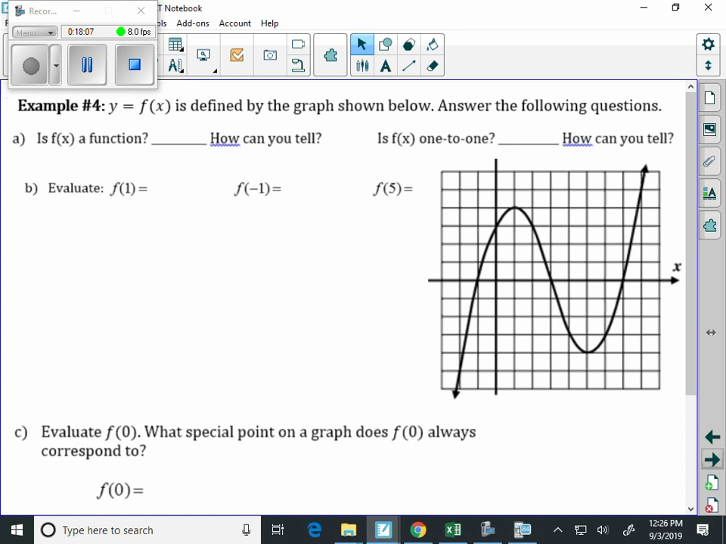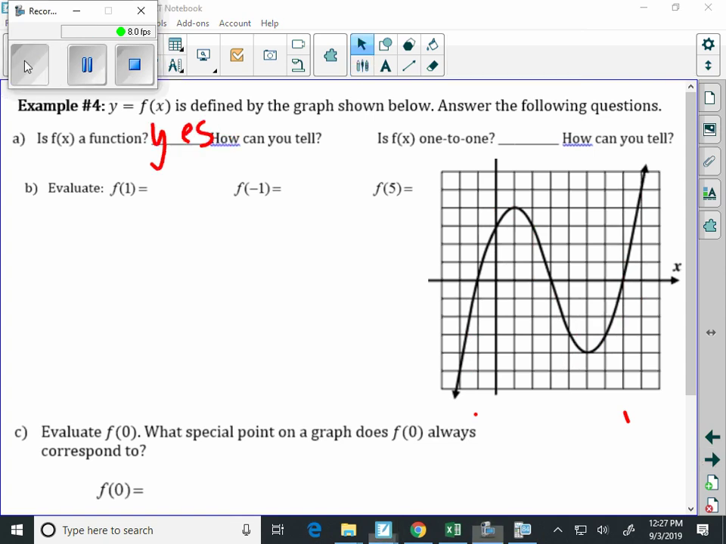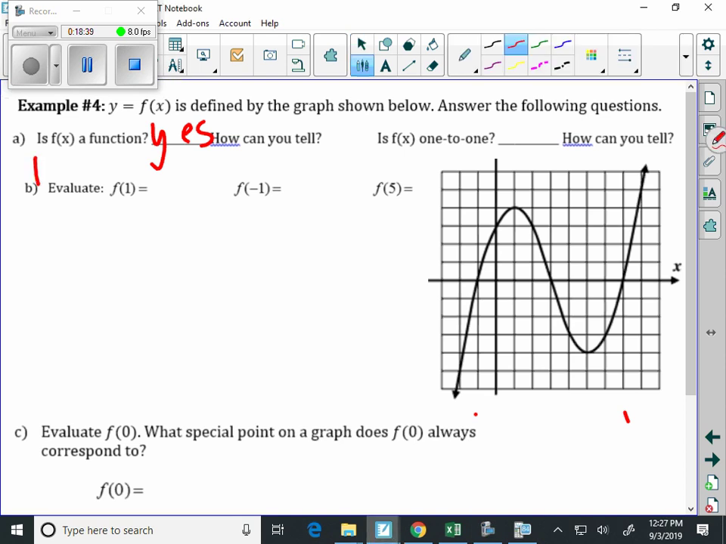And don't do this to your paper, but what we did in previous notes, we did something like that. Does any vertical line ever touch that graph more than once? And it doesn't. And because it does not touch more than once, this is a function. How can we tell? It passes the vertical line test. And you might want to abbreviate VLT.